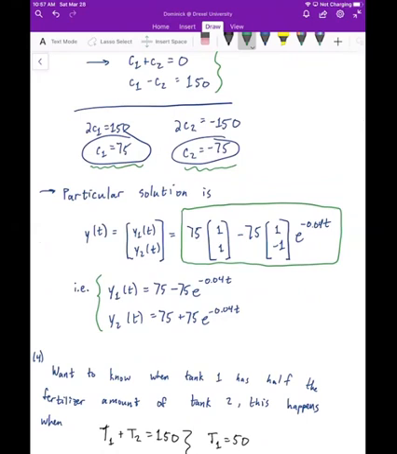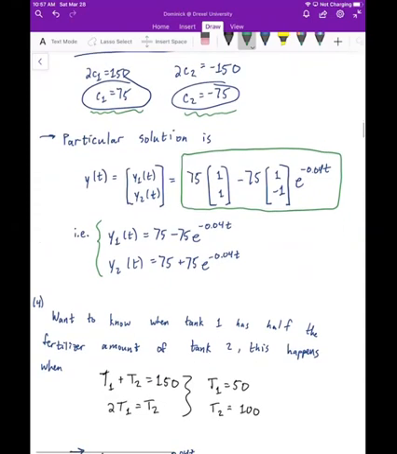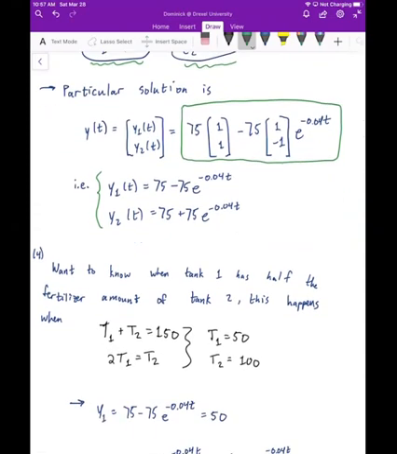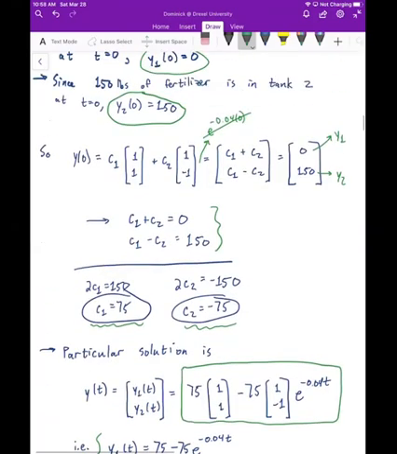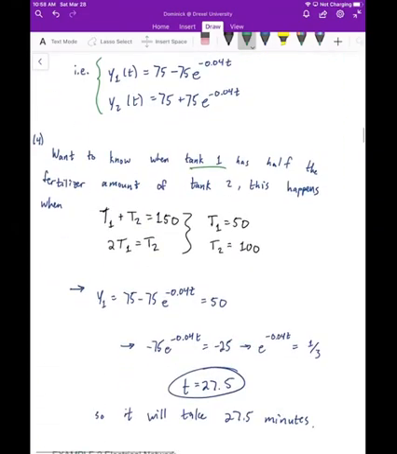Okay, so what does this all mean? Again, we want to know when tank 1 has half of the fertilizer amount of tank 2. Remember, that was the original question. Now the 150 pounds of fertilizer is always going to be there, so the amount in tank 1 plus tank 2 should always be 150. But this is the relationship that we care about.